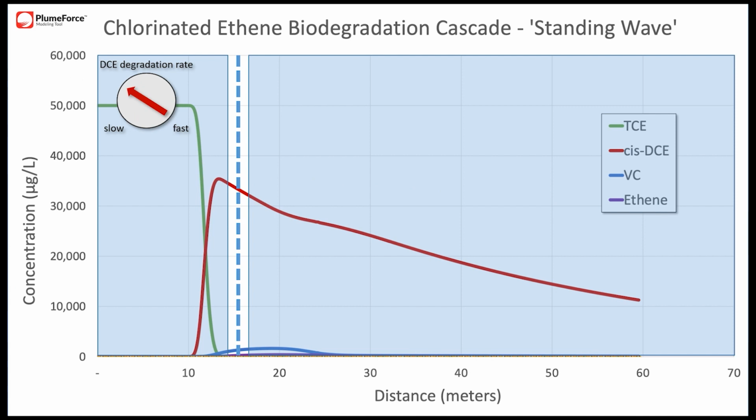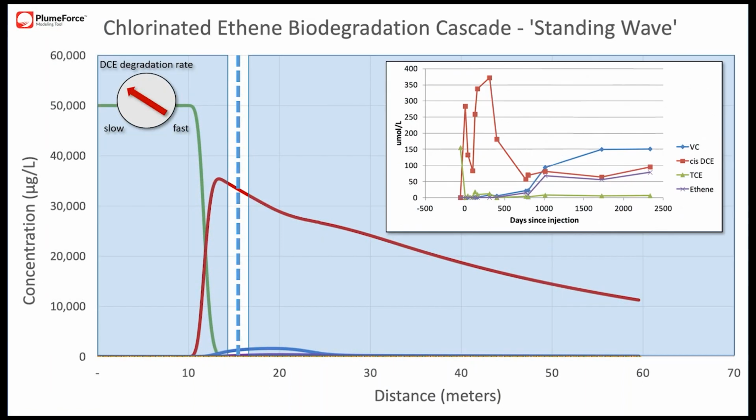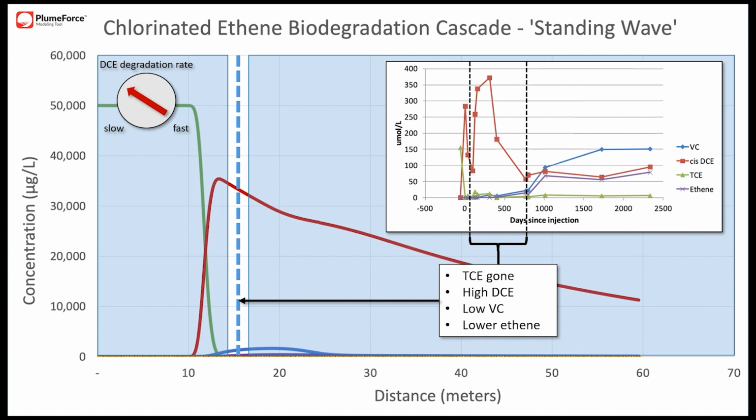DCE quantity is still high, degradation is a bit faster, but now we've got a little bit more vinyl chloride showing. So this is similar to the early stages of the pattern measured in the field. So this is a possible scenario we might be looking at. This would be in general semi-quantitative terms. So we're looking for patterns, not facsimiles. The TCE is gone. We've got high DCE, low vinyl chloride, and lower ethene. So it's kind of like the early stages of the analysis that we ran.